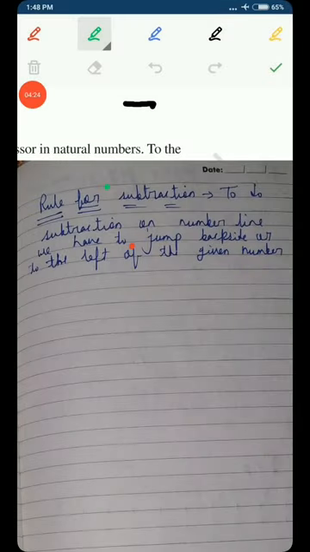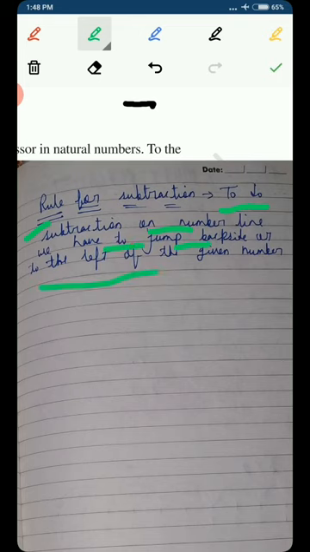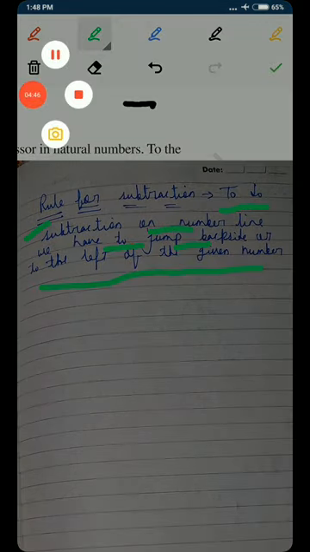So finally, what is the rule for the subtraction? The rule for subtraction is that to do subtraction on the number line, we have to jump backside or to the left of the given number. How many times? As many times as the number we are subtracting. That is the rule of subtraction for the number line.